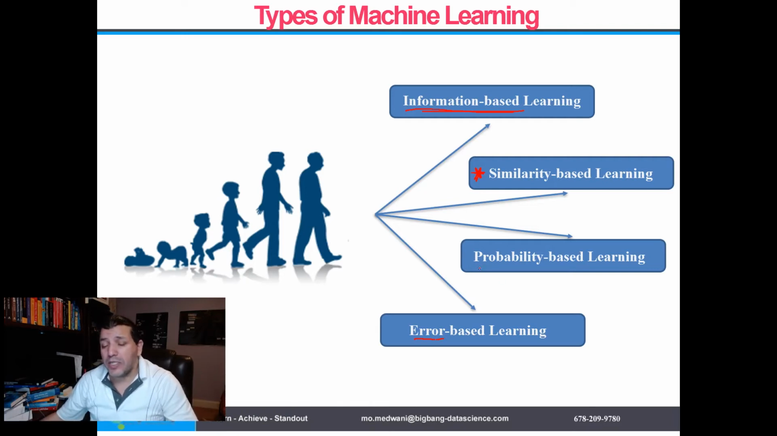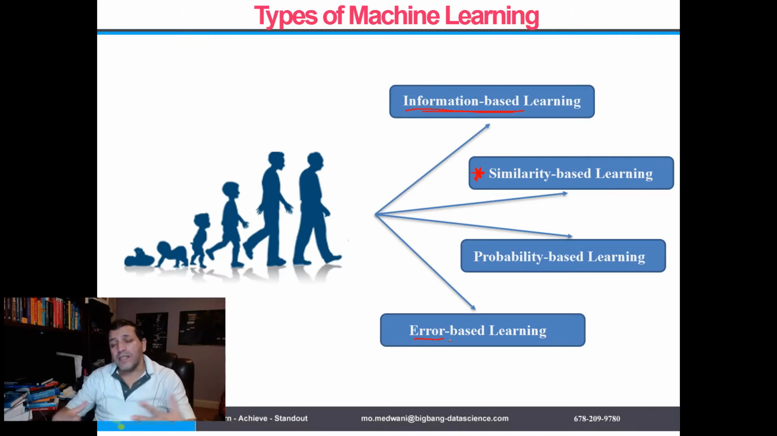Probability based learning, there are a lot of algorithms built on this. Naive Bayes is one of them, which uses the probability of an output and the probability of an output given an input. And error based learning, there are some models that use error based learning, meaning they learn from experience. Reinforcement is a type of learning that is based on error based learning.